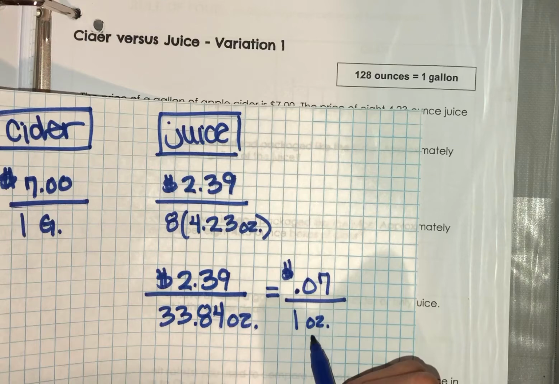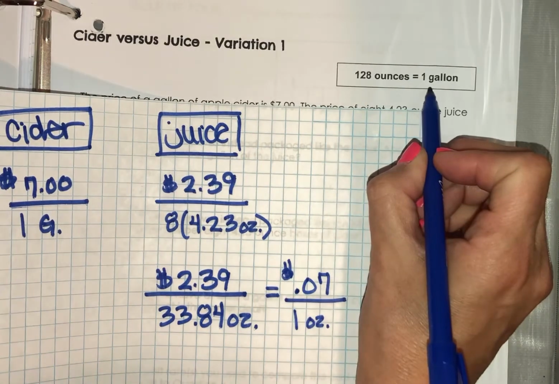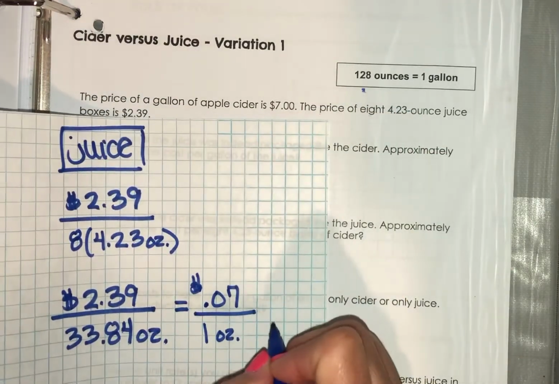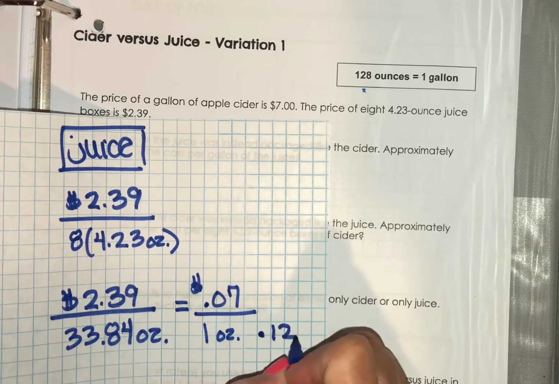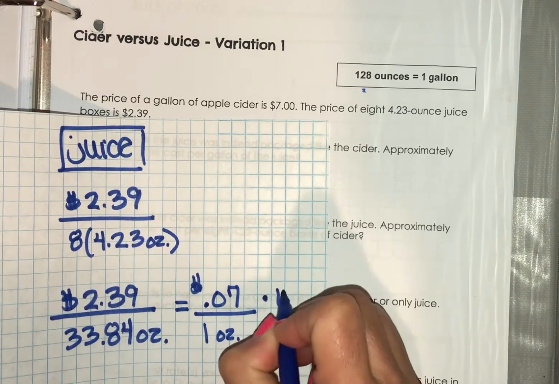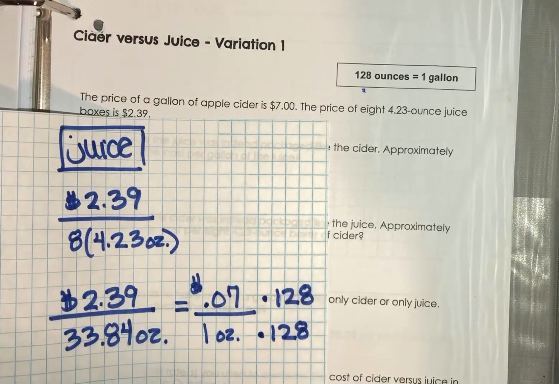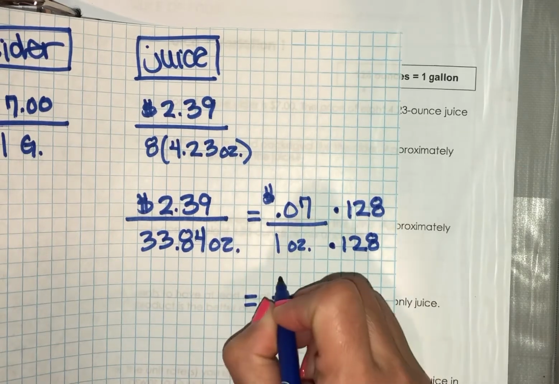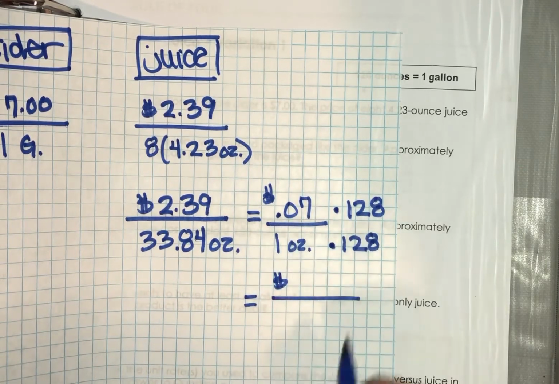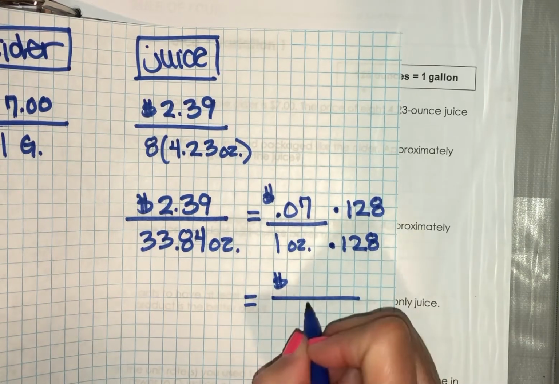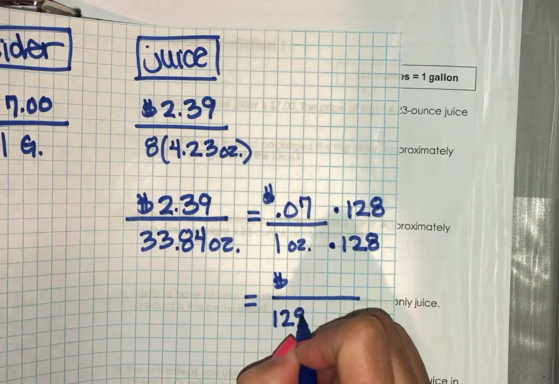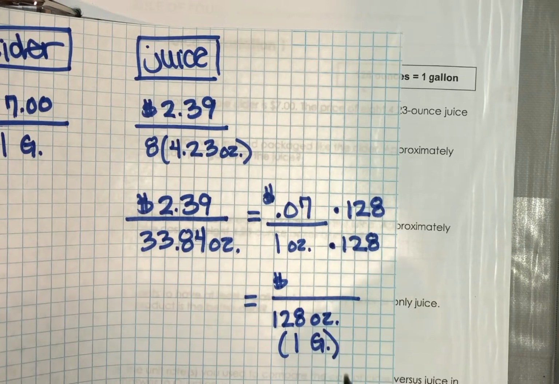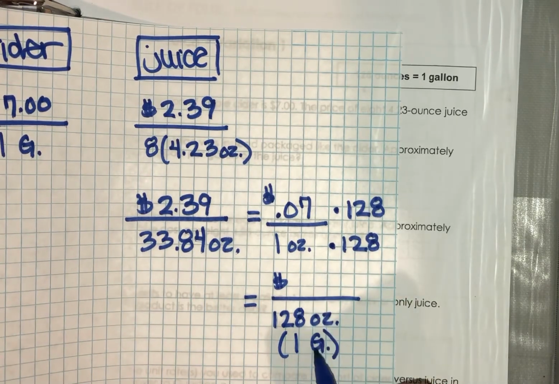So I found my price per ounce. I need the price per gallon. And how many ounces are in a gallon? 128. So we're going to multiply by 128. Okay, and that's going to give you your price. You're going to multiply 7 cents times 128. You're going to get your price, and that's going to be for 128 ounces, okay, which is the same as 1 gallon. So this will be your price per gallon.